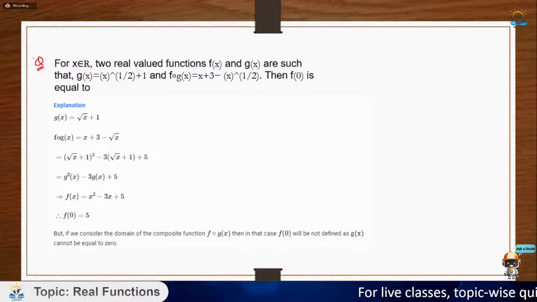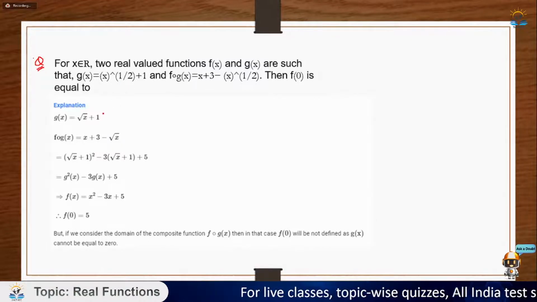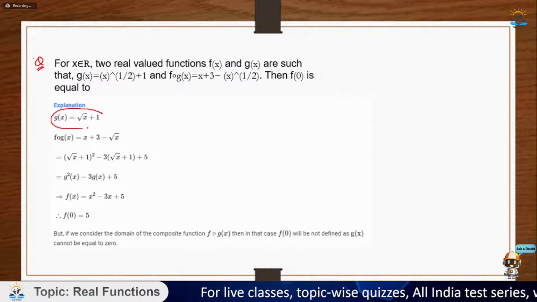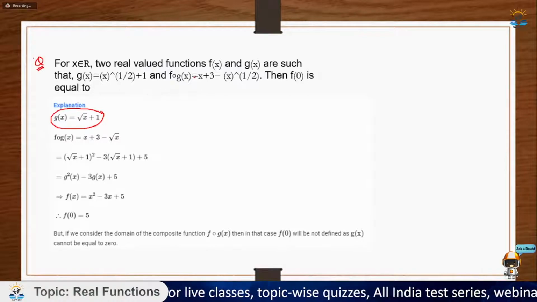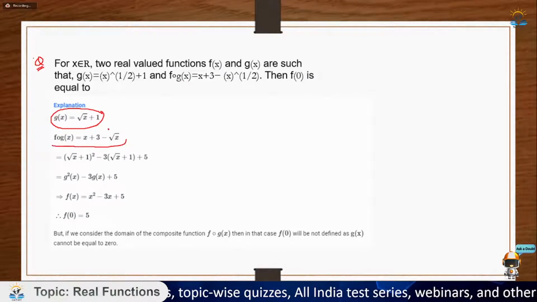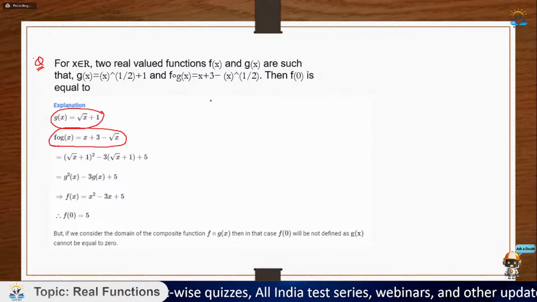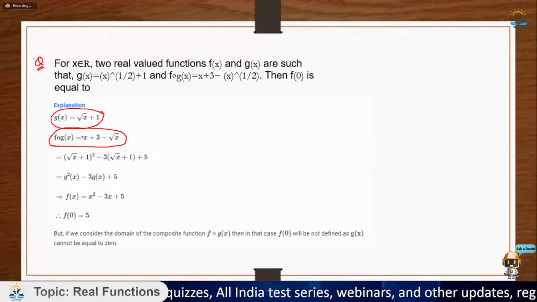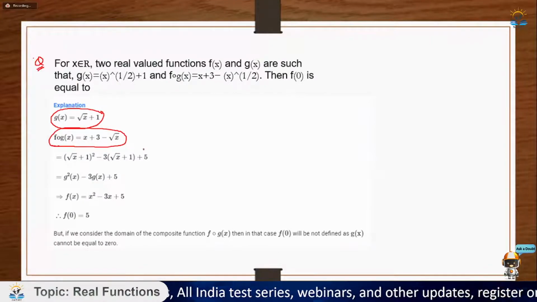For x belonging to the R, two real valued functions f(x) and g(x) are such that g(x) is equal to root x plus 1. मेरे को दिया हुआ है कि g(x) मेरा जो है that is equal to root of x plus 1. ठीक है, and f of g(x) is given to us as x plus 3 minus root of x. ठीक है, so मेरे को f of 0 पूछा है. ठीक है, so what should I do?